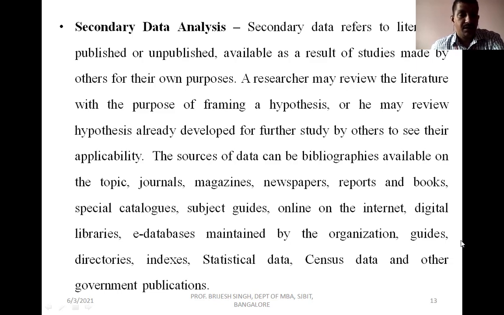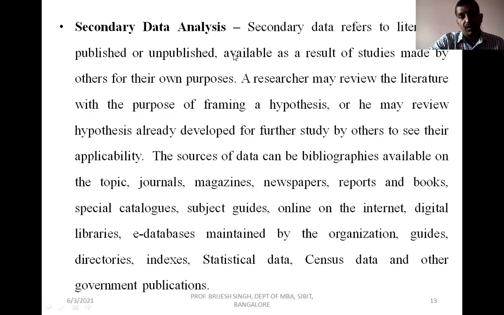Based on the hypotheses published in previous research work, the researcher can formulate the hypothesis. And the sources of data, whatever you are taking, you need to mention in the bibliography, which is available on the topic, or journals, magazines, newspapers, reports, books, special catalogs, or special guides online on the internet, or digital libraries, e-databases maintained by many organizations. Then guides, directories, indexes, statistical data, census data, and government publications.